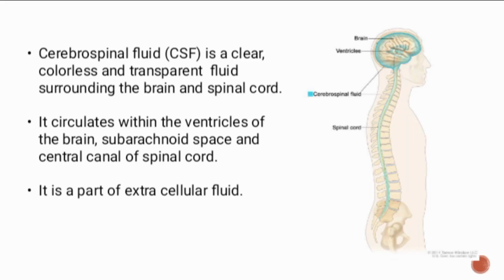So, what exactly is CSF? CSF, or cerebrospinal fluid, is a clear, colorless liquid that surrounds the brain and spinal cord, acting as a cushion to protect them from injury. It circulates through the ventricles in the brain, the subarachnoid space, and the central canal of the spinal cord. Ventricles are interconnected cavities in the brain where cerebrospinal fluid is produced and stored. Subarachnoid space is the gap between the brain's arachnoid membrane and pia mater. Cerebrospinal fluid is a part of extracellular fluid.